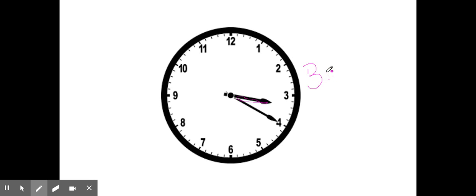Now let's look at the minute hand, the long hand. Remember, we have to count by 5s. Let's count by 5s together. 5, 10, 15, 20. It is 3:20.